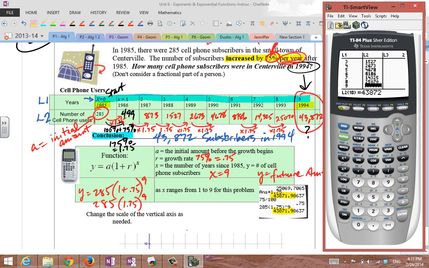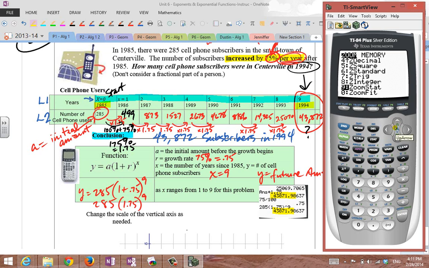Now we want to go to y equals here. Turn your plot on. All right, and we want to select zoom number 9, I think, zoom fit, or actually zoom stat. We'll try either 9 or 10. Let's go zoom fit. Let's see what happens. Okay, enter here. I'm going to try that again. Zoom 9. Okay, everybody select zoom standard. Zoom stat, there we go.